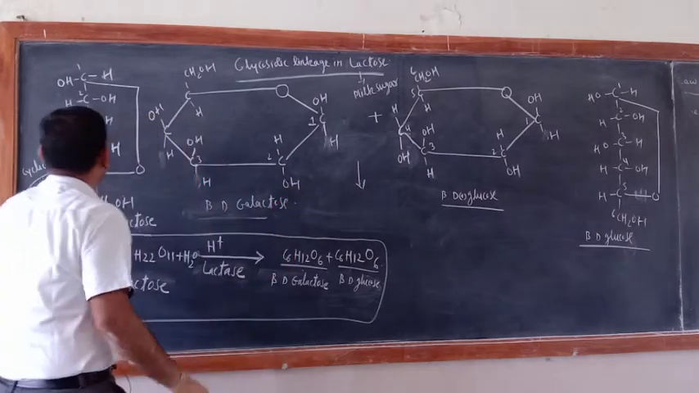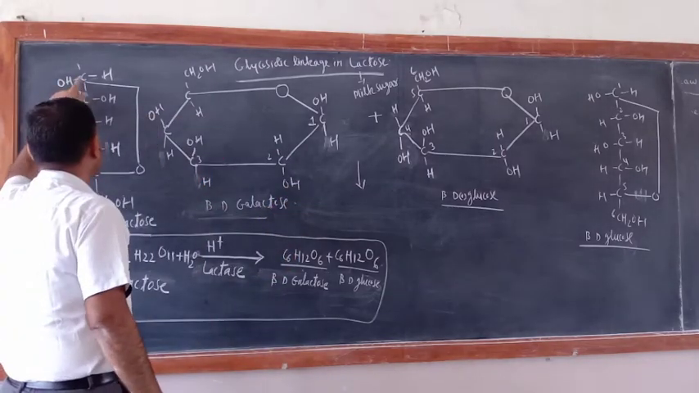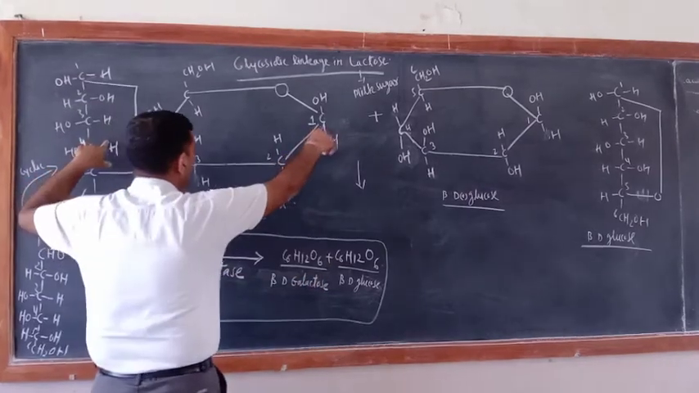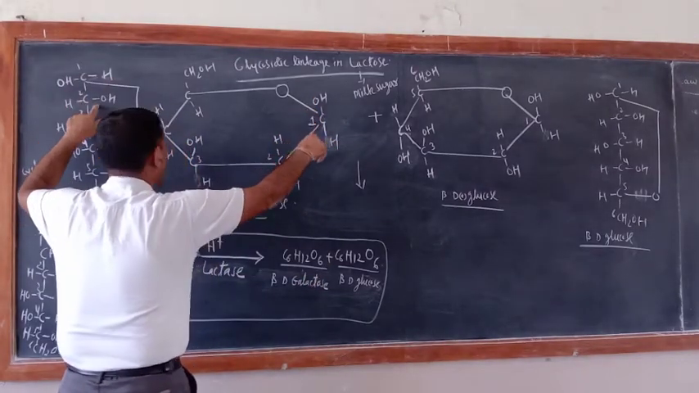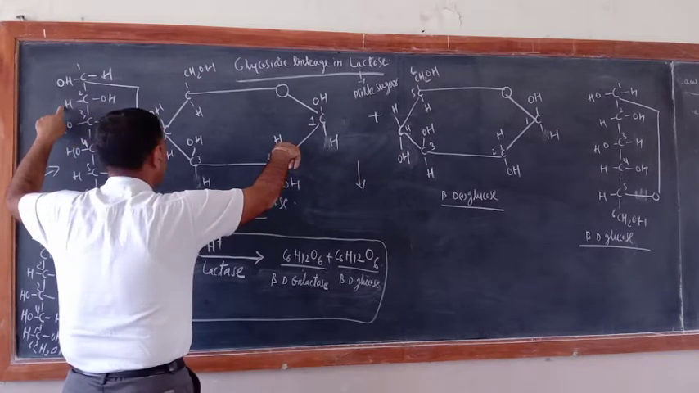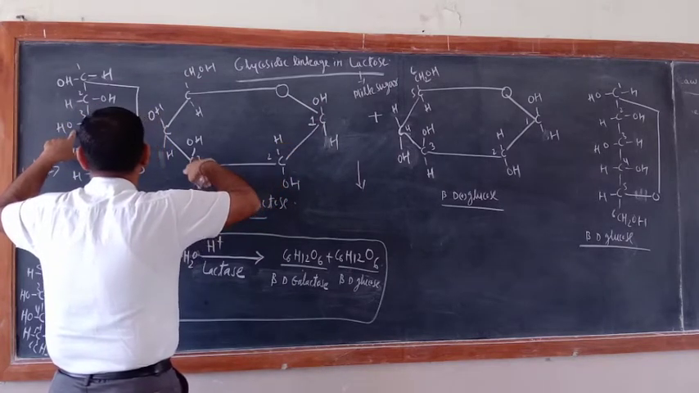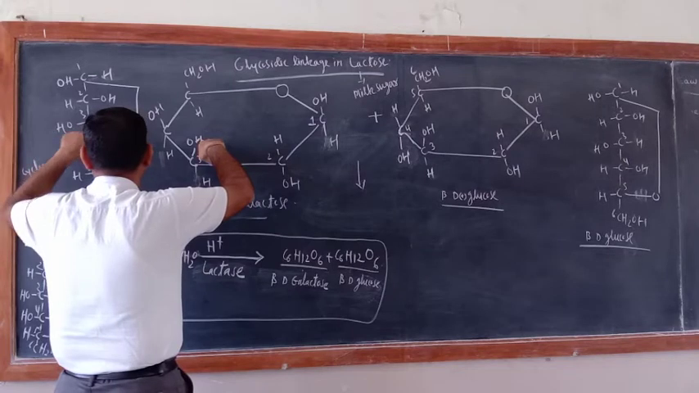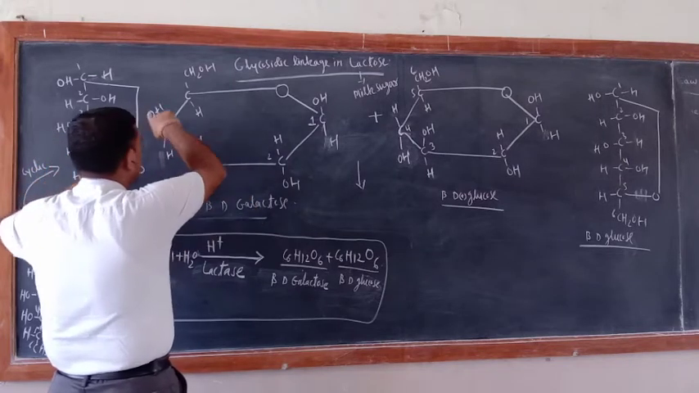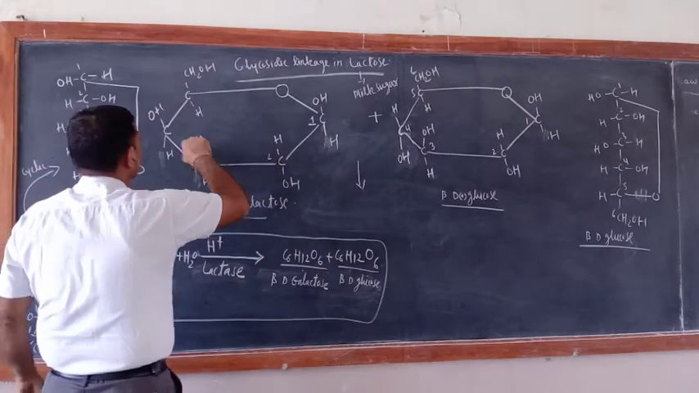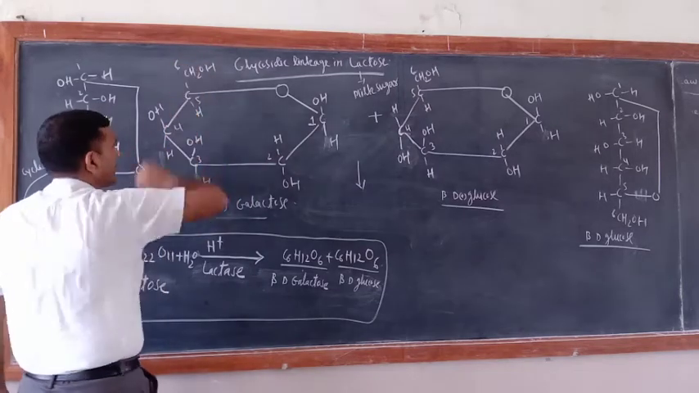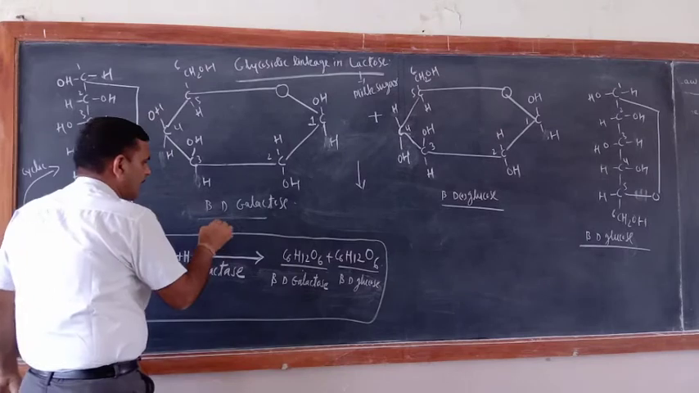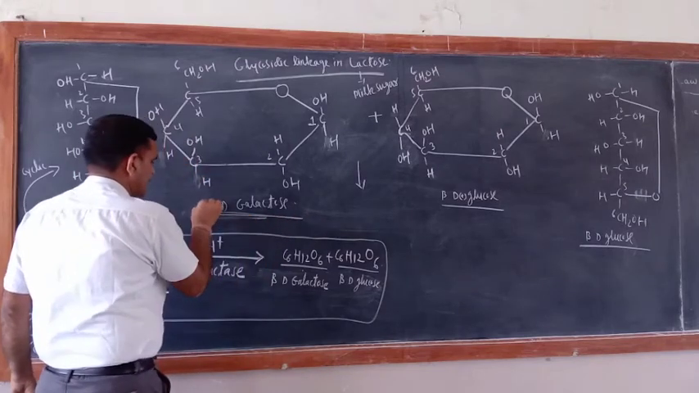Okay, just see, at carbon number 1, whosoever is in right hand side, they would be down. So H is down, OH is up. At 2 carbon atom, OH is down, H is up. In 3 carbon atom, OH is in left hand side, so up, H is in right hand side, so down. Like that you arrange. So 1, 2, 3, this is 4, this is 5, and this is 6 carbon atom. Okay, this is beta D galactose.